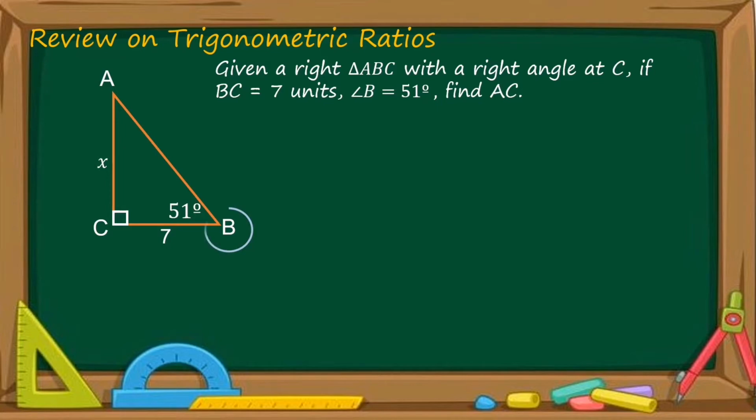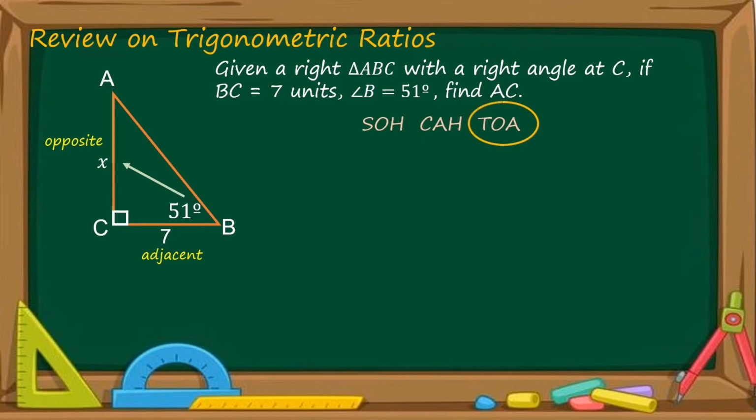If angle B is our reference angle, then the opposite side is AC, and BC is our adjacent. With this information, our trigonometric ratios, represented by the mnemonic word SOHCAHTOA, that is TOA, which means tangent is equal to opposite over adjacent. Now, let us solve for the measurement of AC, represented by X. So that is tangent 51 degrees is equal to X over 7.